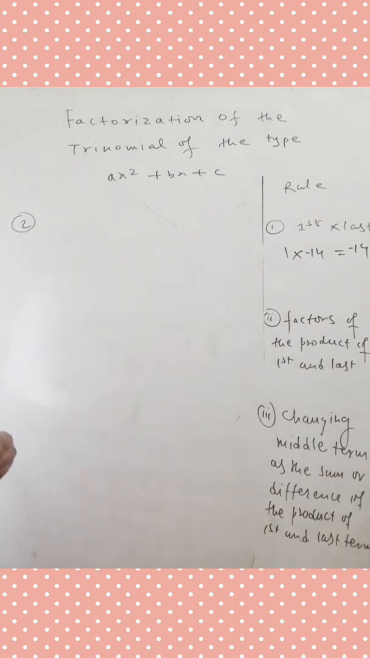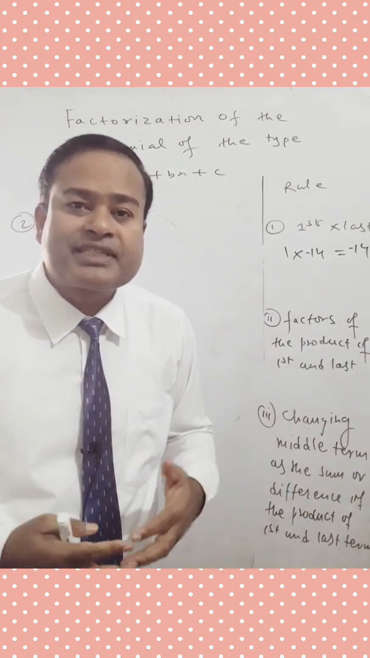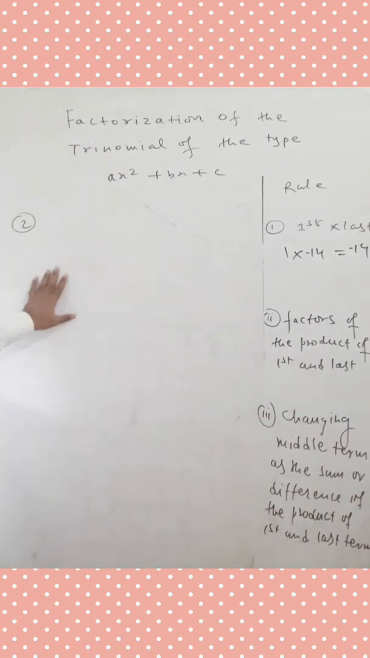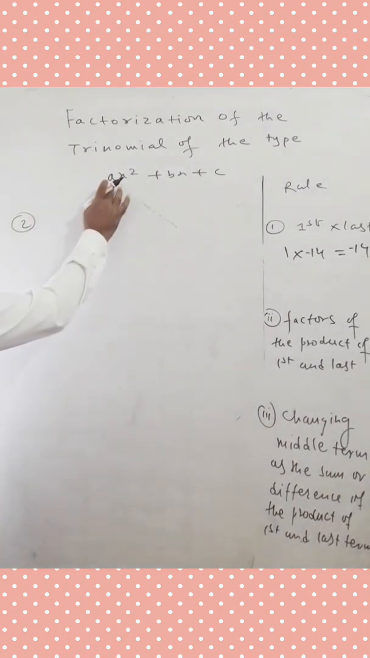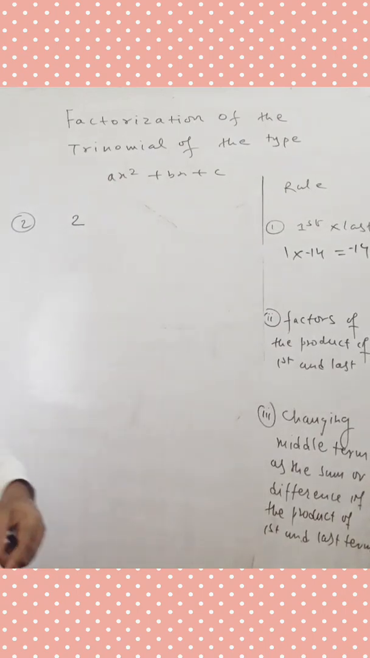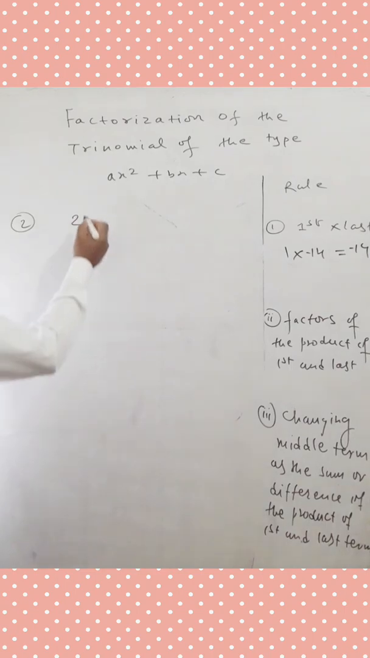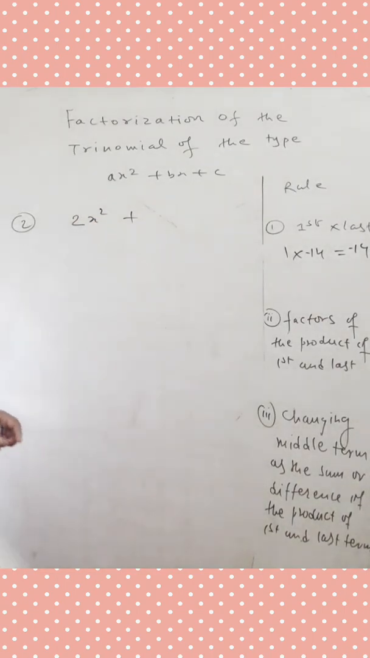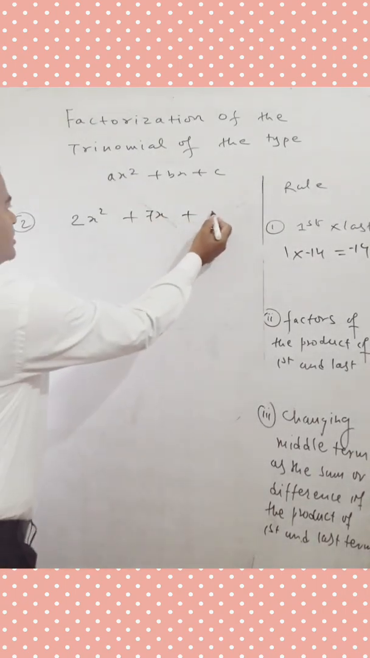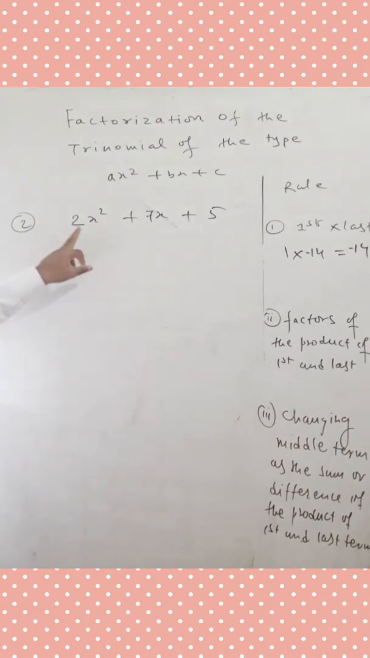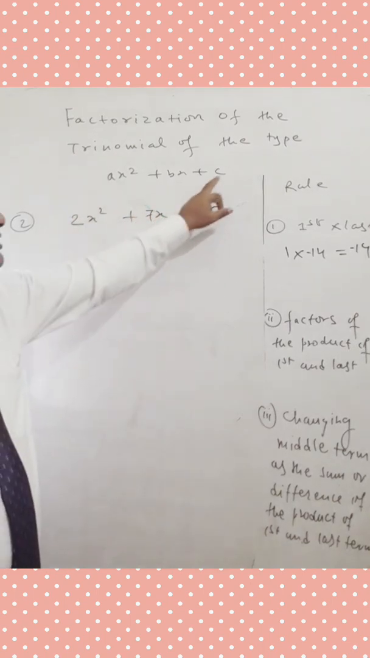Example number 2, because example number 1 we have already discussed in the first part of the video. So dear students, let's take one example in which the coefficient of x squared, which is a, we take other than 1. So let's take the coefficient of a equal to 2, or we can choose any number other than 1. So let's take one example, 2x squared plus 7x plus 5. Dear students, we have taken an example in which the coefficient of x squared, a, is equal to 2, b is 7 and the constant term is 5.